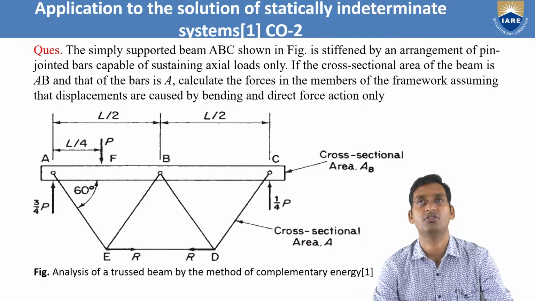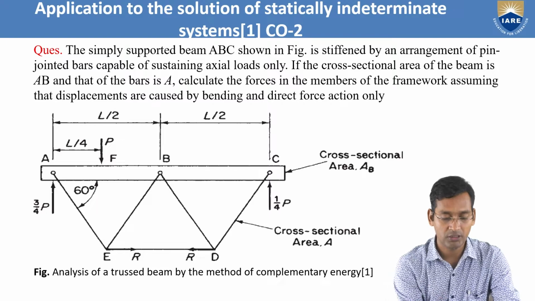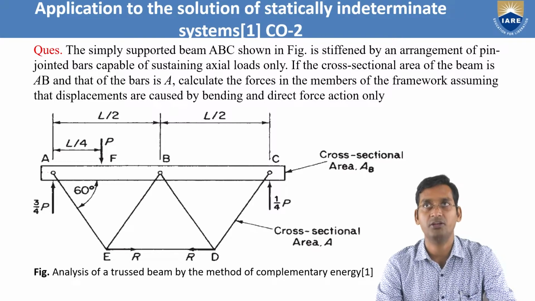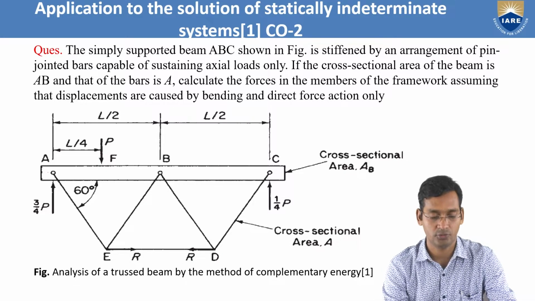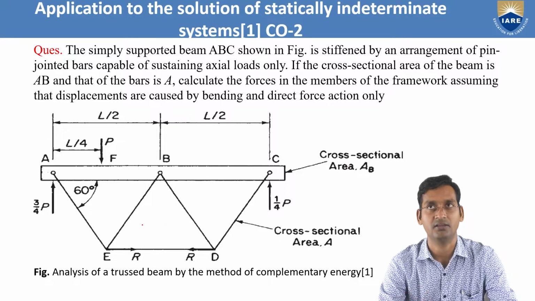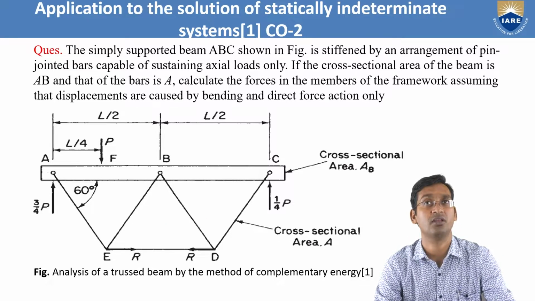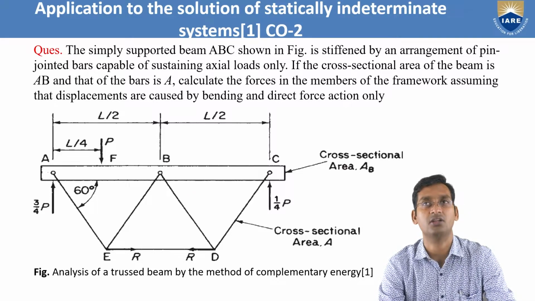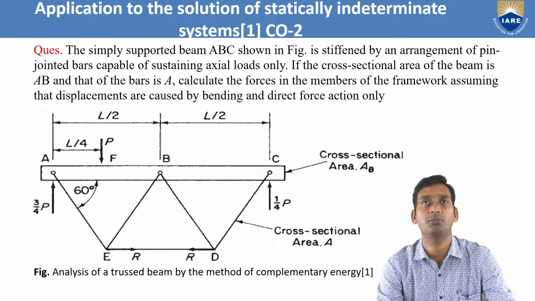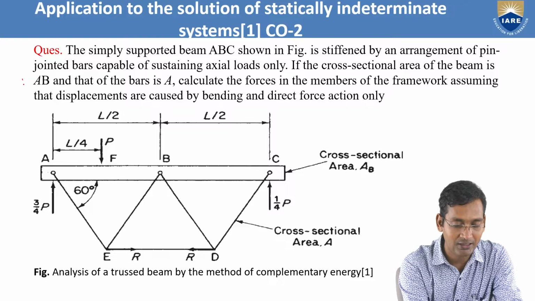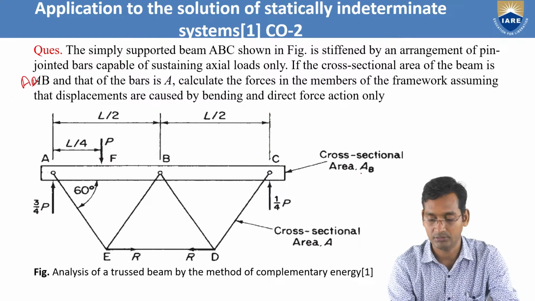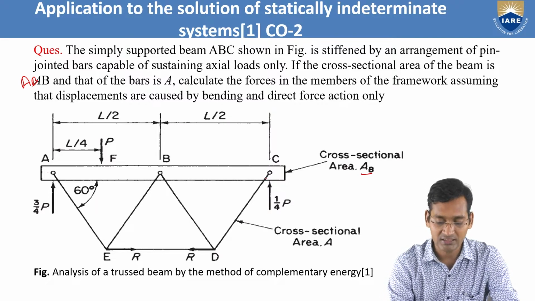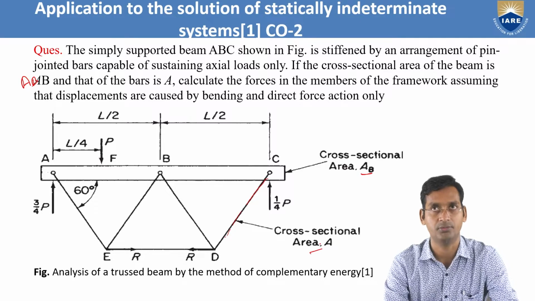Now, the question is the simply supported beam ABC. ABC is the simply supported beam shown in the figure, stiffened by an arrangement of pin-jointed bars. These loads are acting, and the beam is stiffened by pin-jointed bars capable of sustaining axial load only. So this bar can sustain only the axial load. If the cross-sectional area of the beam is A subscript B, and that of the bars is A, as given here.